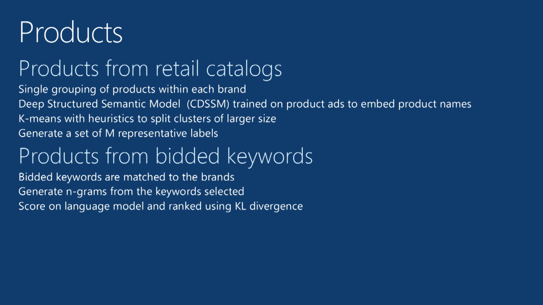Then we use clustering, with a bunch of heuristics because the clusters are very large. And then at the end, we generate a set of m different labels. This is just using the catalogs. There's another set of techniques for using bidded keywords, the keywords that an advertiser will use to bid on particular search query terms. That's a different technique: n-grams, language models based on KL, et cetera. This also tells you that from nothing, from different vast sources, we can build one by one all these little components, and at the end, we can give you a graph.